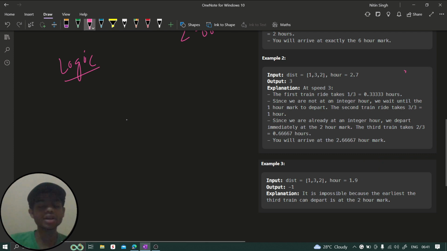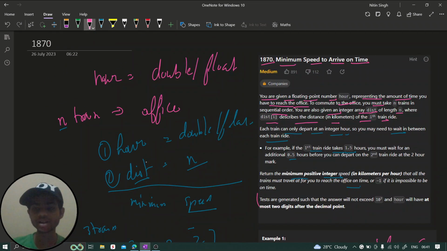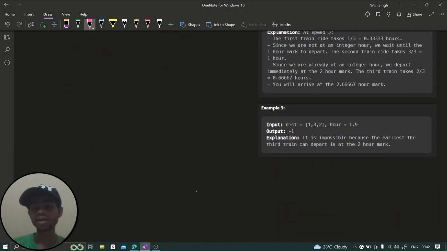Fine. So now, how can we solve this particular problem? What is the logic we should use? The interesting thing is they have already told us in the question. That's why I haven't read this line in the starting. So just try to understand this line: tests are generated such that the answer will not exceed 10 raised to 7. That means the train speed will not exceed 10 raised to 7, right? And hour will have at most 2 digits after the decimal point. Like here we have 1.9, so it could be 1.92, right? But it will not be 1.946. Let me show you, it will not be like this. It will be at most 2 digits, right?